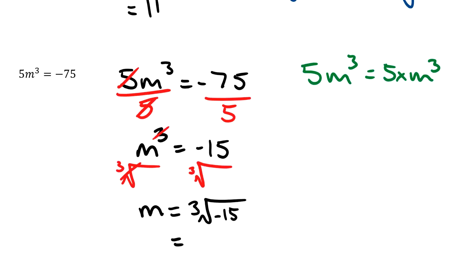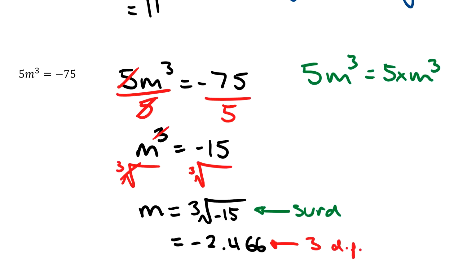Now this doesn't have an exact solution, so if I was told to leave it as a surd, I would leave it as this. But if I was told to round it to one decimal place, I would go negative 2.466 for 3 decimal places there. So this is the 3 dp. Depends on what you're asking the question, so make sure you read it carefully. If it says exact form, leave it as your surd.